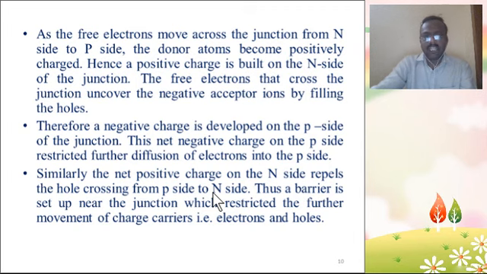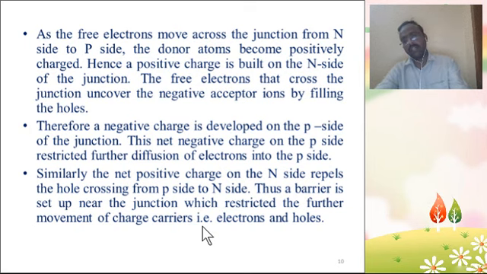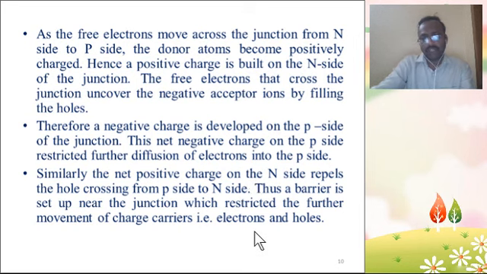Thus, the barrier is set up near or around the junction, which restricts the further movement of charge carriers, I mean electrons and holes. So after forming the diffusion region, it is very unlikely for electrons and holes to move to either side, because the potential barrier acts as a barrier between the two sides and does not allow the holes and electrons to cross.